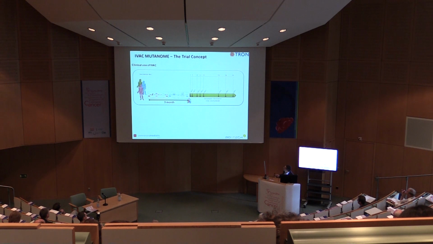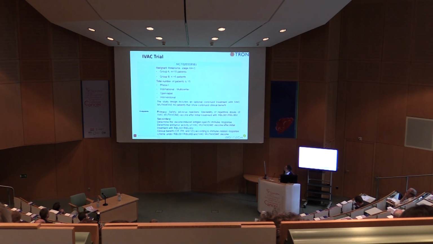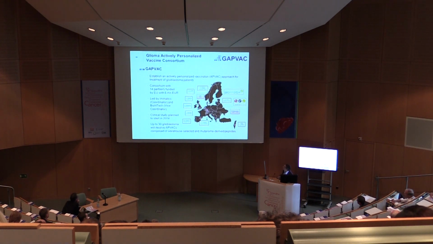Within this 3 months, we are vaccinating the patients with non-mutated shared tumor antigens. For melanoma, we use tyrosinase and NY-ESO, and after the vaccine is available, we start vaccination with the mutanome vaccine. So it's a running study. We have our first 5 patients in the clinical trial. The first patients have got the mutanome vaccine, and of course we are curious to see the results.